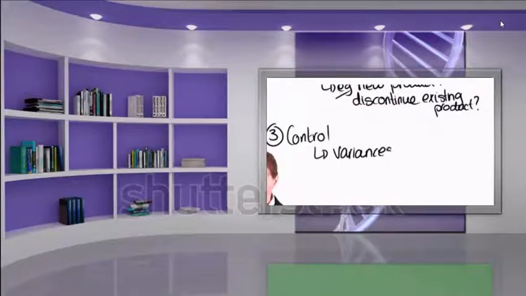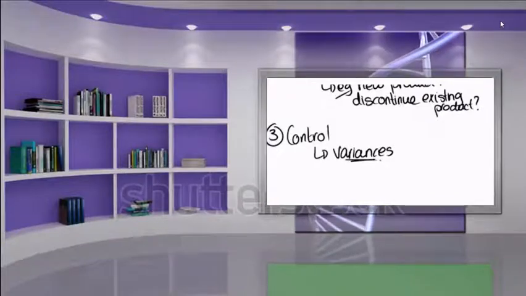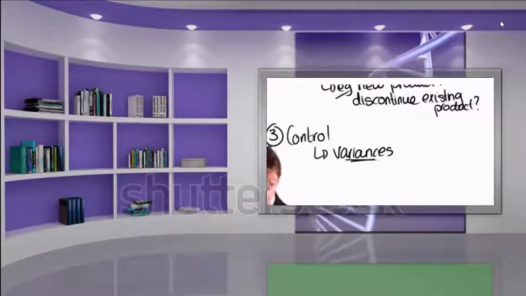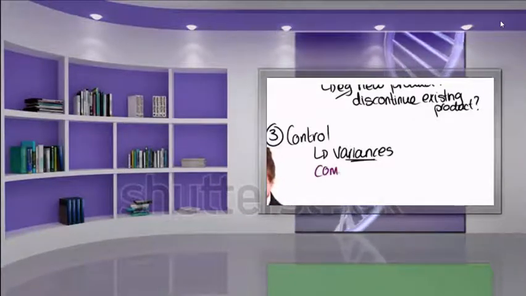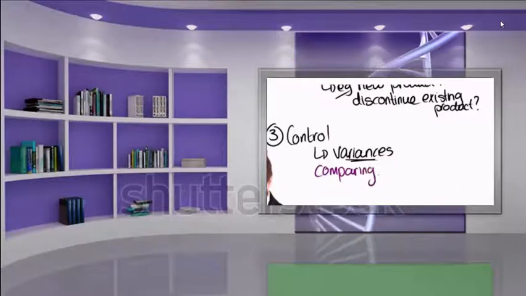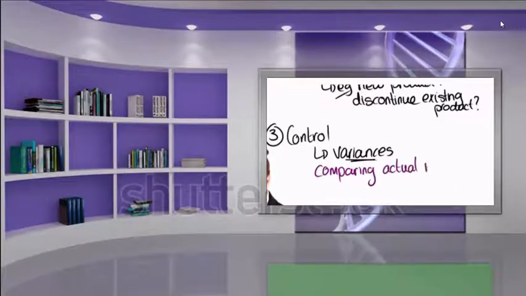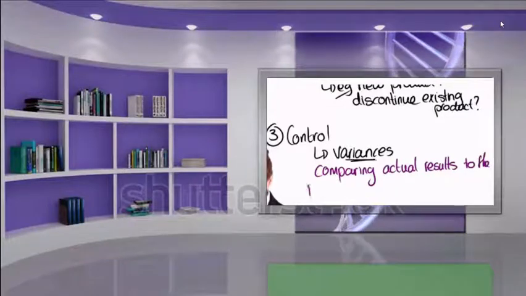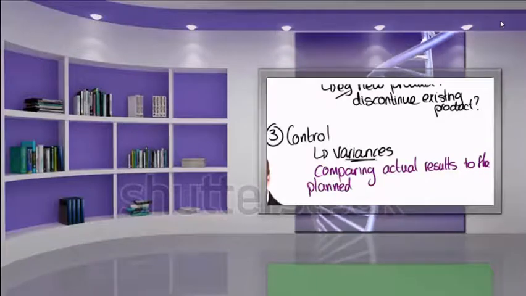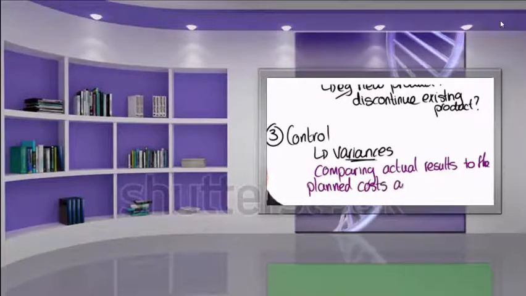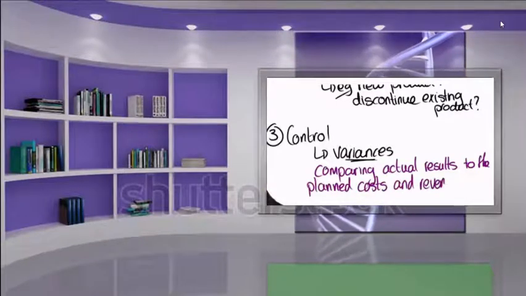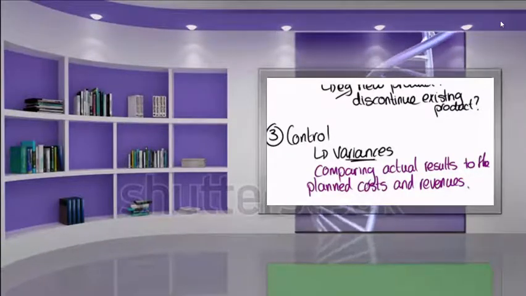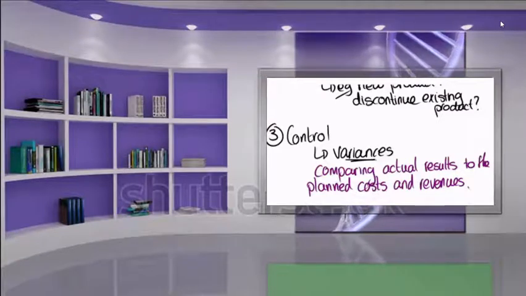something called variances. This is a key control activity. And when we look at variance, we are going to see that this is just comparing our actual results to the planned costs and revenues. So, they are our 3 key management activities.